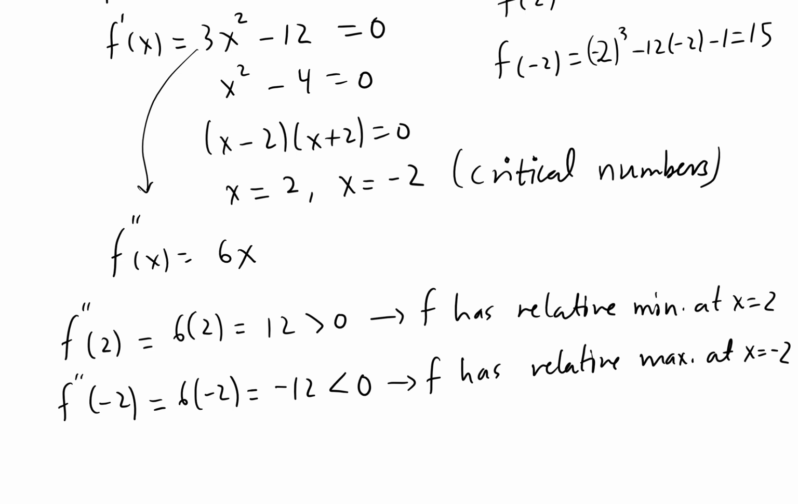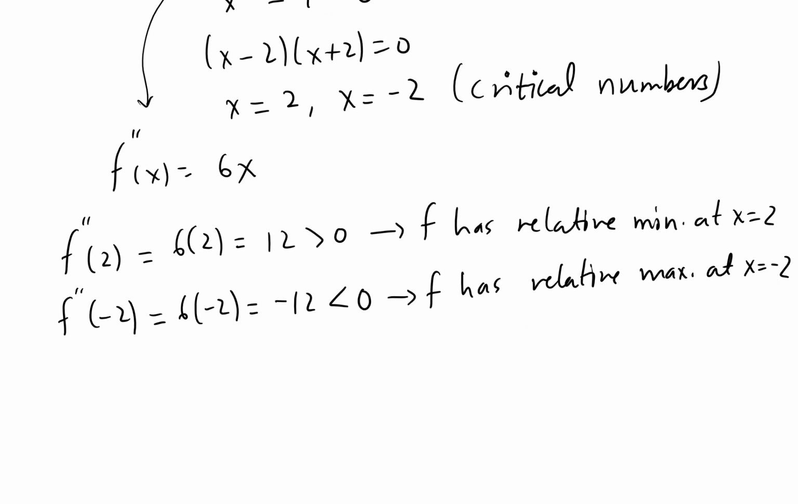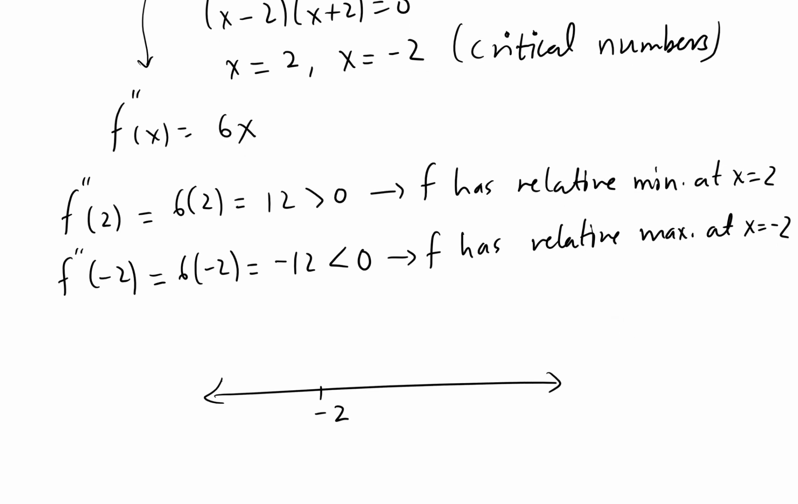Okay, so now if we want to place this on the number line, if we put this on a number line like that, we have a negative 2 and a positive 2.